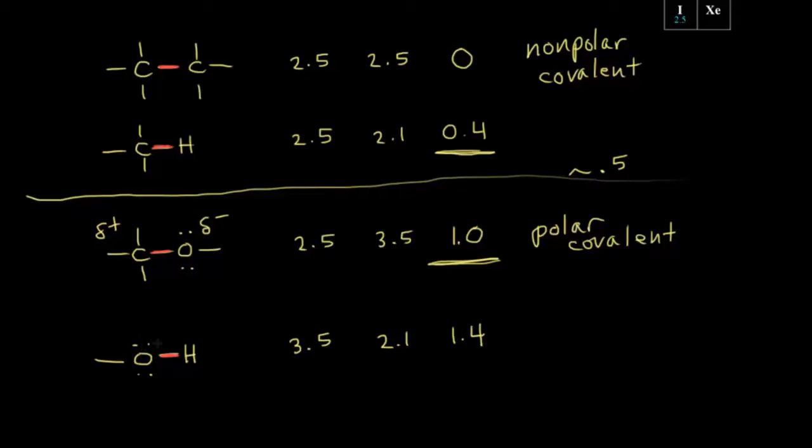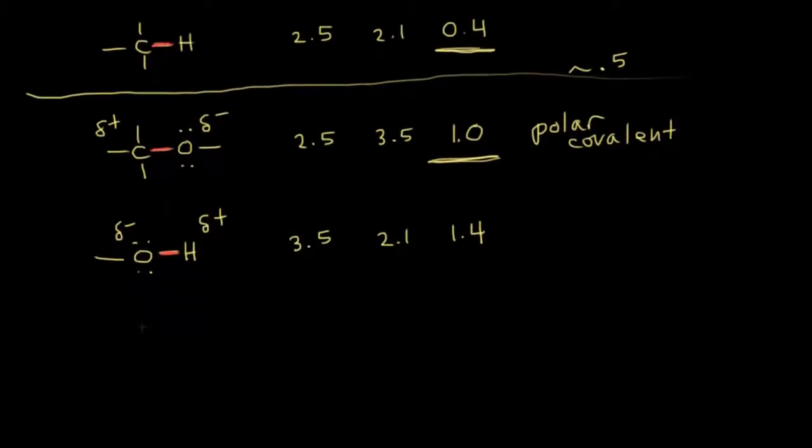Since oxygen is more electronegative than hydrogen, the electrons in red are going to move closer to the oxygen, so the oxygen is going to get a partial negative charge, and the hydrogen is going to get a partial positive charge. All right, let's do carbon and lithium now.